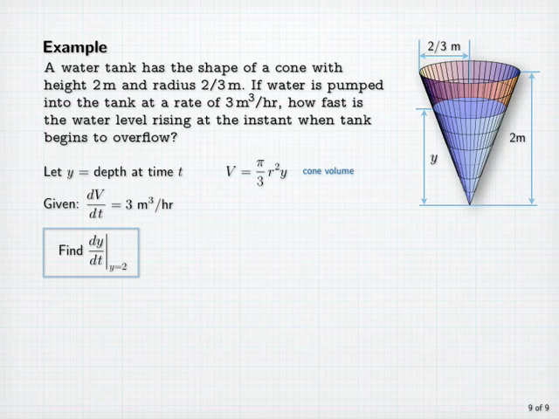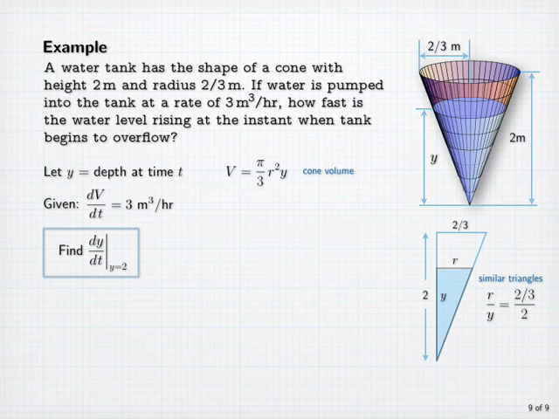To see that relationship, let's draw a triangle that represents half of a vertical cross-section. Here we have a height of 2 and radius of 2/3. And we have another sort of underwater triangle with sides labeled y and r as in the figure. Now by similar triangles, we can say that r divided by y is the same as 2/3 divided by 2. Or in other words, r is always 1/3 of y. So we use that in our formula and obtain V equals pi over 3 times (y over 3) squared times y, or pi over 27 times y cubed.